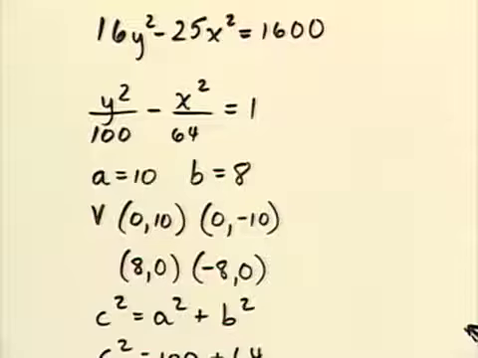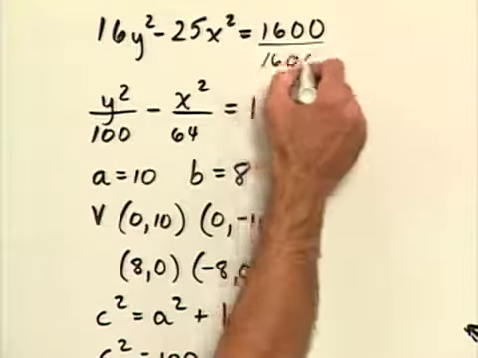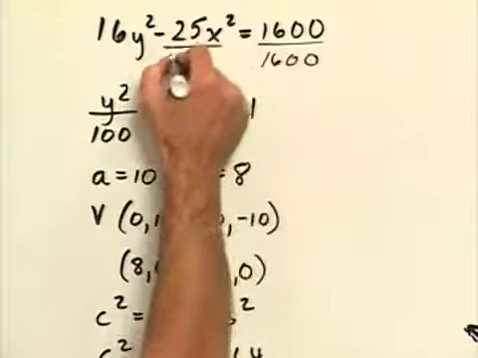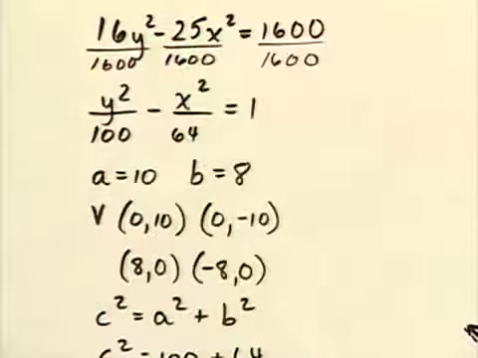We are to graph this hyperbola. To graph this hyperbola, our first step would be to divide both sides by 1600 so that we can get it in the general form of a hyperbola. When we do that division, we get y squared over 100 minus x squared over 64 is equal to 1.